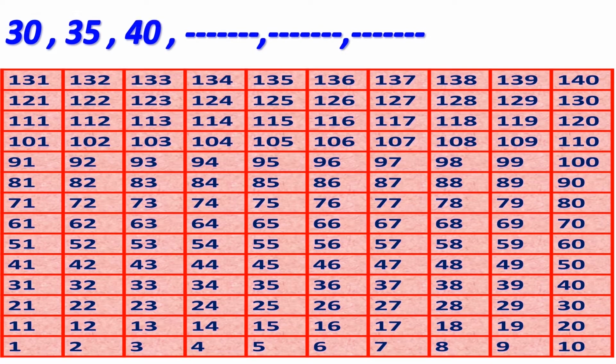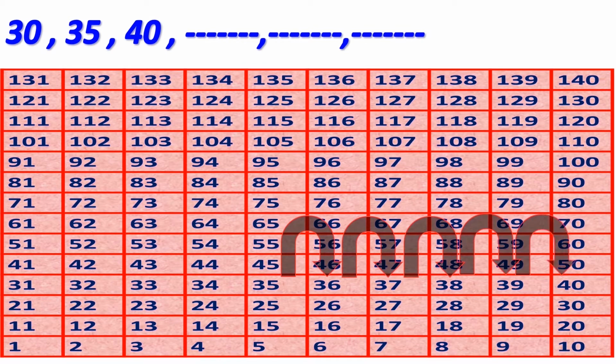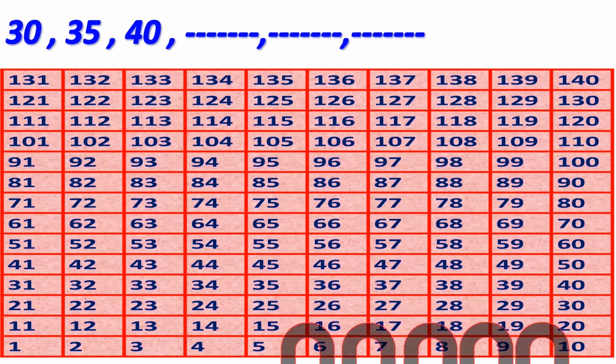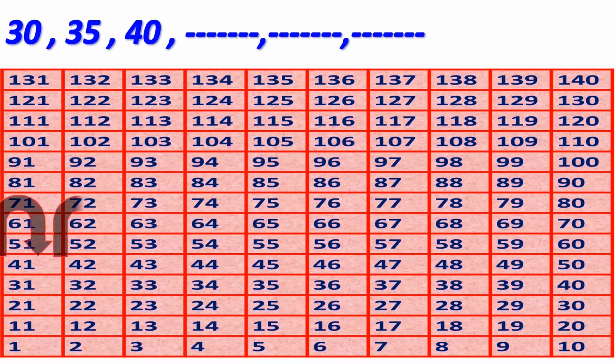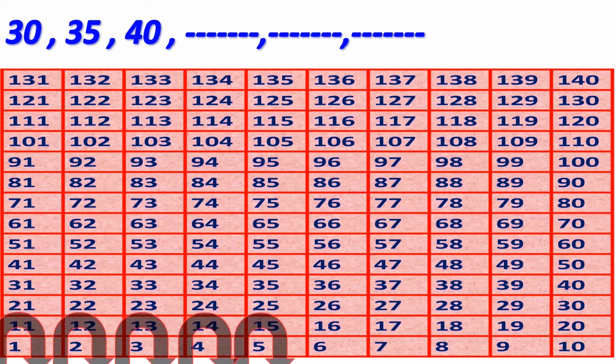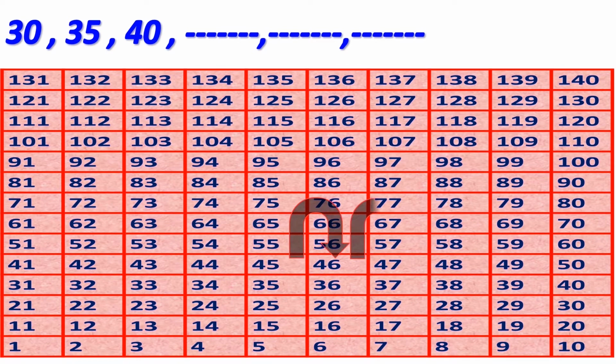Let's move now to the next example. 30, 35, 40. What do we do? There is 35. Count 36, 37, 38, 39, 40. How many times do we jump? 5. Right. So we add 5. We add 5: 41, 42, 43, 44, 45. How many times are we jumping? Right, 5 times. 46, 47, 48, 49, 50.